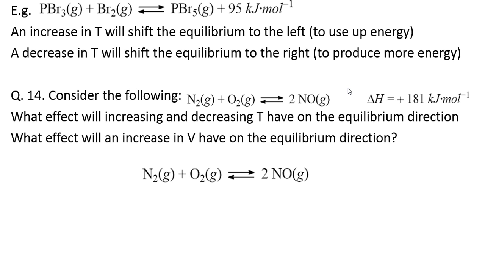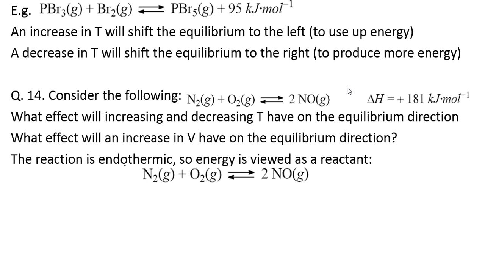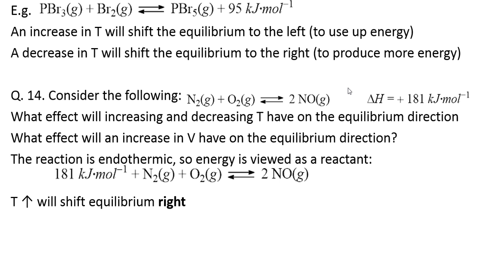Since delta H is positive, we can say that this reaction is endothermic, so we can view the energy as a reactant. Since the energy is being viewed as a reactant, if we increase the temperature, the equilibrium will shift to the right to use up that energy. If the temperature is decreased, the equilibrium will shift to the left in order to create more energy.